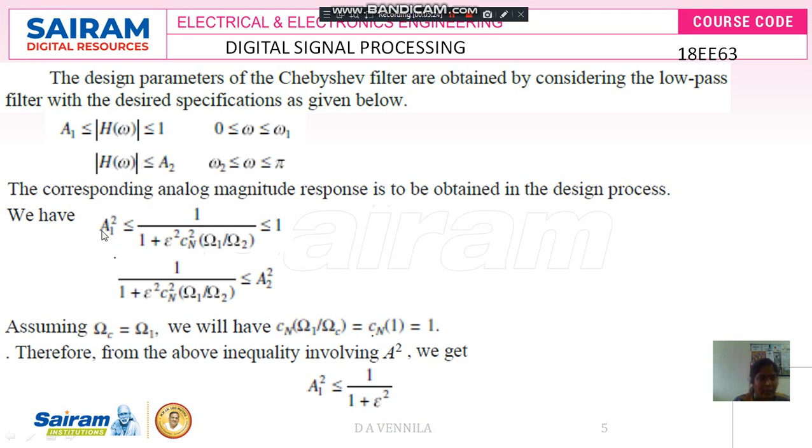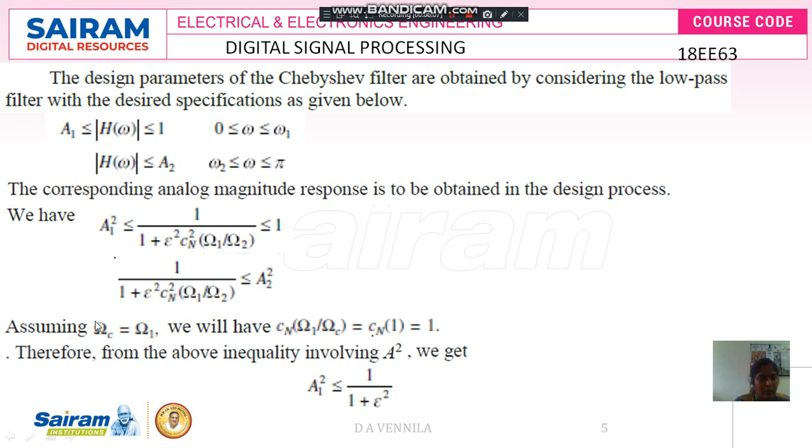Okay, and here this gain A1 should be located below your magnitude response 1. This A1 will be given as A1 square less than or equal to 1 divided by 1 plus epsilon square Cn square omega 1 divided by omega 2, and your gain A2 is nothing but your stop band gain, that should be less than this A1, and this 1 divided by 1 plus epsilon square Cn square omega 1 divided by omega 2 should be greater than or equal to this A2.